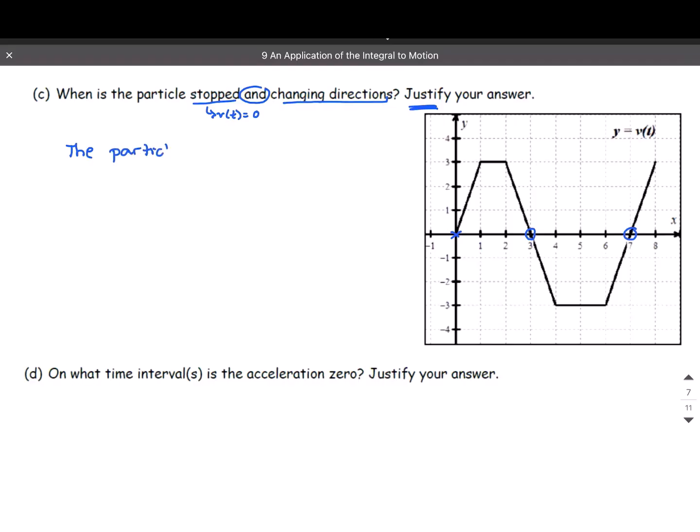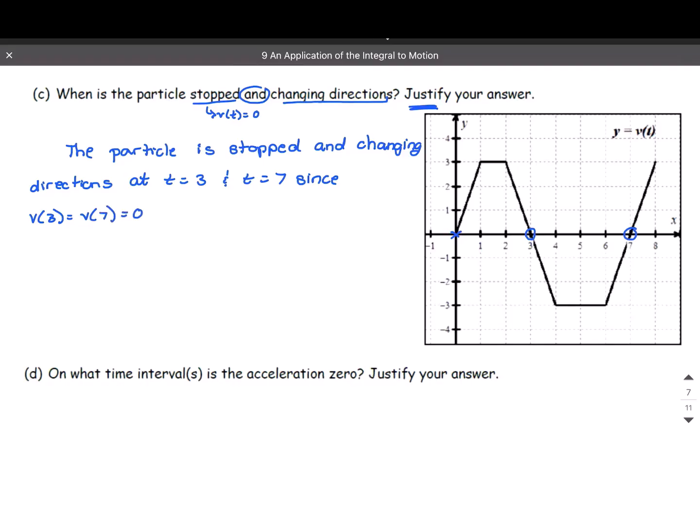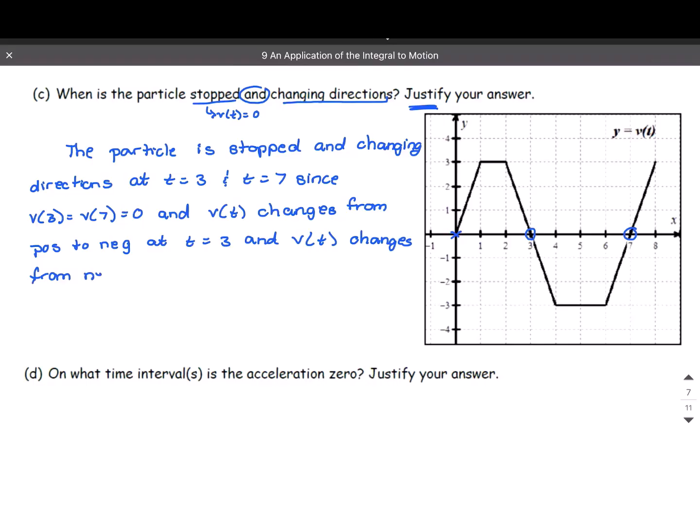The particle is stopped and changing direction at t equals 3 and t equals 7, since v of 3 equals v of 7 equals 0, and the velocity changes from positive to negative at t equals 3, and the velocity changes from negative to positive at t equals 7.